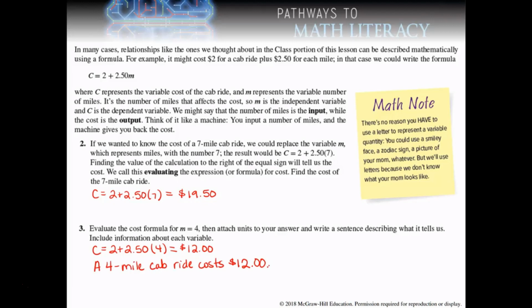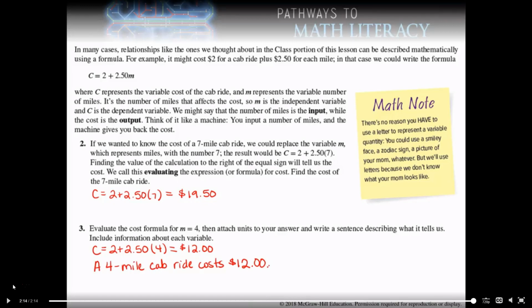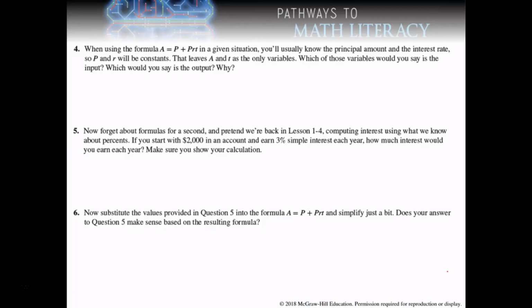Here we're working with the simple interest formula, amount equals principal plus principal times interest rate times time. In number 4, it asks us to think about that formula a little bit. What usually happens with this is you are given a P and an R. So those are actually constants, and then the T and the A are variables. The question then is, which is the input and which is the output? Well, most of the time you're going to plug in a time to determine an amount and not the other way around. So that makes the T, the time, the input, and the A, or the amount in the account, the output.